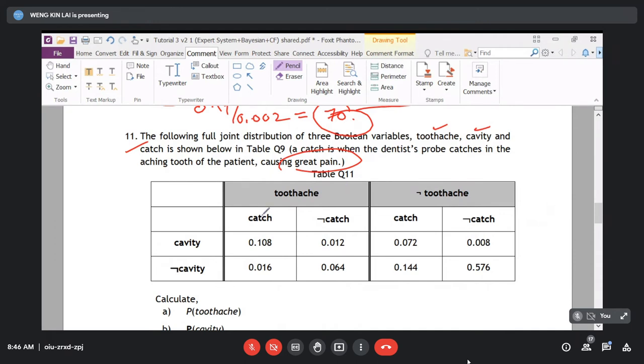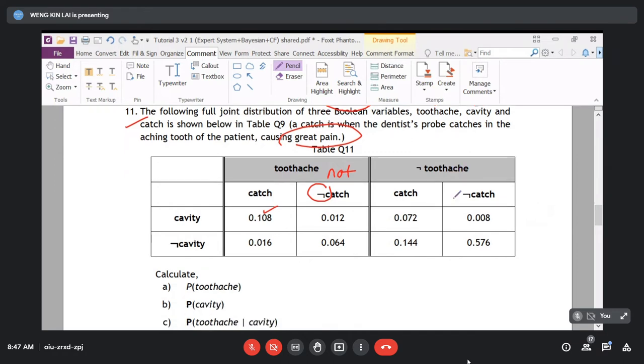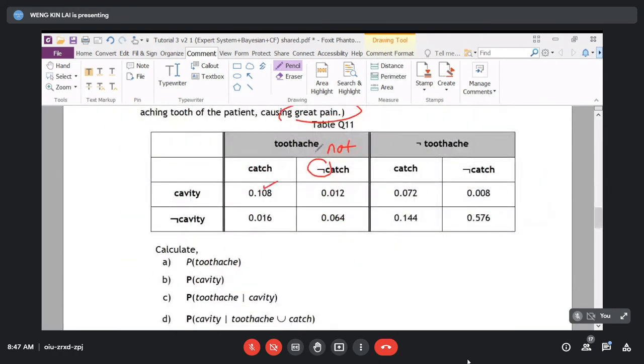So three things here. You have three variables, and you have this joint probability of toothache, catch, and cavity. This sign actually means not, our Boolean not. So not toothache, not catch. Let's look at it. First, we want to calculate the probability of a toothache. Again, go back to question 8. Very simple. Now let's look at all those with a toothache. So we have over here, which is what?